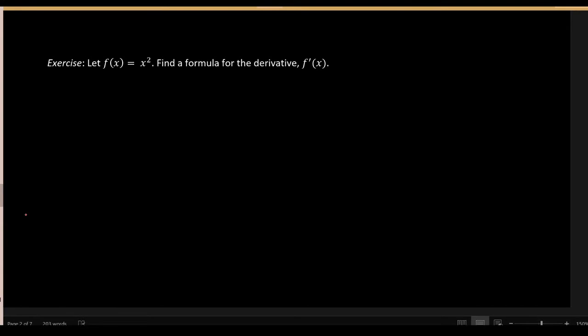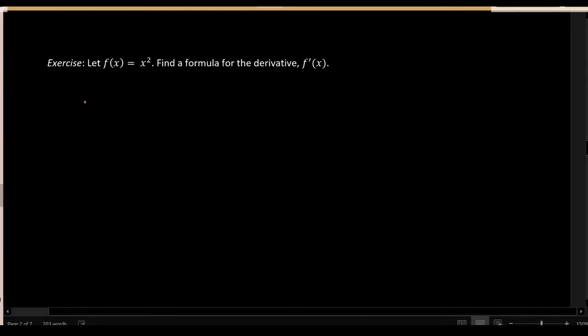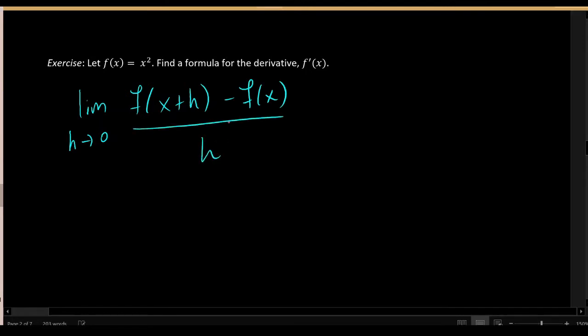Not the derivative at a specific x value, but a function that could be used to find the derivative at any x value. We have f of x equals x squared, and we want a formula for the derivative function f prime at x. So what I'm going to do is take the limit as h approaches 0 of f of x plus h minus f of x divided by h.